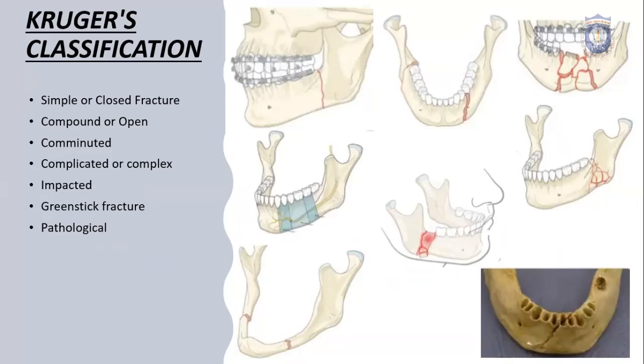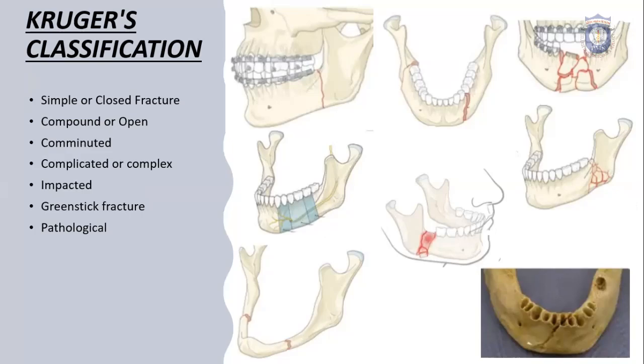So we have various classifications of this. The common or the simplest one is the Kruger classification. How did he classify? He classified fractures as simple and compound. Now, what do you mean by a simple fracture and a closed fracture? It doesn't mean that it is one piece or two pieces. A simple fracture is one which is not communicated to the exterior.